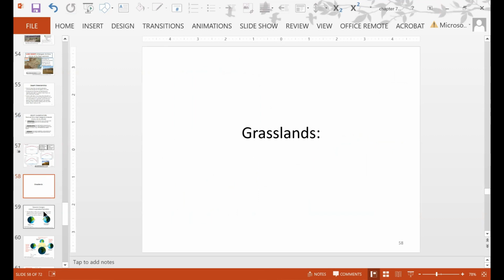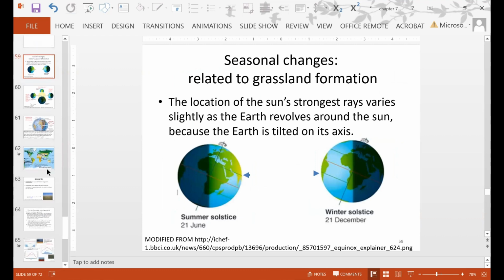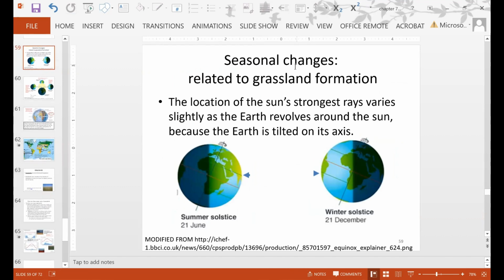Now we will talk about grasslands. Grasslands are related to seasonal changes, which we will discuss the details. So the location of where the sun's strongest rays are varies a little bit as the Earth revolves around the sun. And this is because the Earth is tilted on its axis. So during the summer solstice time, which is about June 21st, the northern hemisphere is pointed towards the sun. So the Tropic of Cancer is actually where the sun's rays are the strongest.